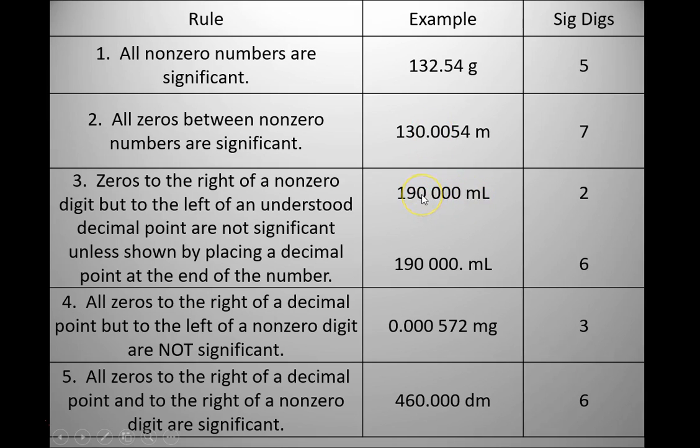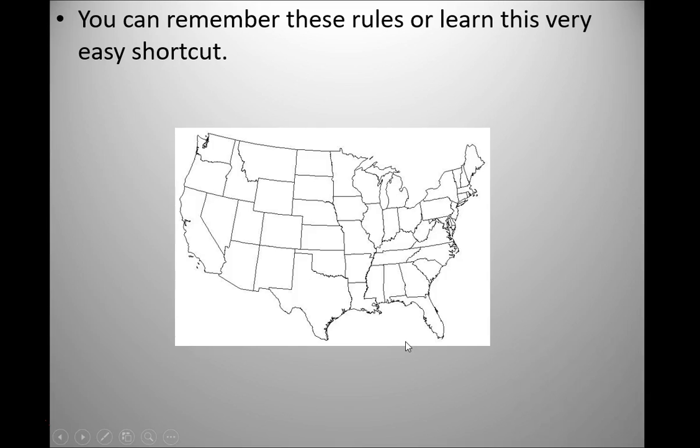Now, if the zeros are at the end of the number or at the beginning of the number, that's where you really have to pay attention. It all depends on whether a decimal point is there. So 190,000 with no decimal point only has 2 significant digits. 190,000 with a decimal point has 6, right? So it looks like it's the same number, but really the difference is this decimal point. So what we have to do is pay attention to the decimal point.